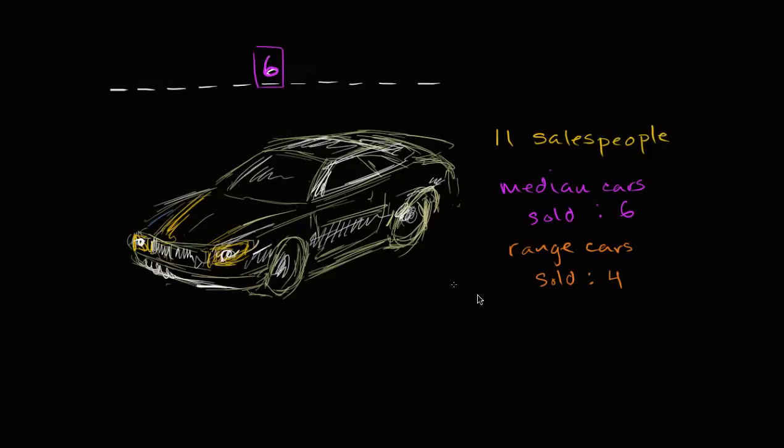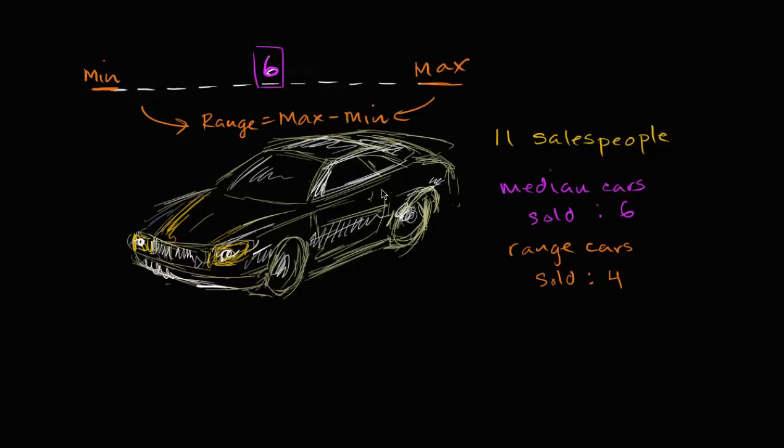Now, the other thing we know is that the range of cars sold is 4. And let's remind ourselves, the range is the maximum number of cars sold minus the minimum number of cars sold. If we have sorted all of these out, this is our max right over here and this is our min right over here, our range is going to be our max minus our min. So let me write that down. Range is equal to the maximum minus the minimum. And they're telling us that that is 4.